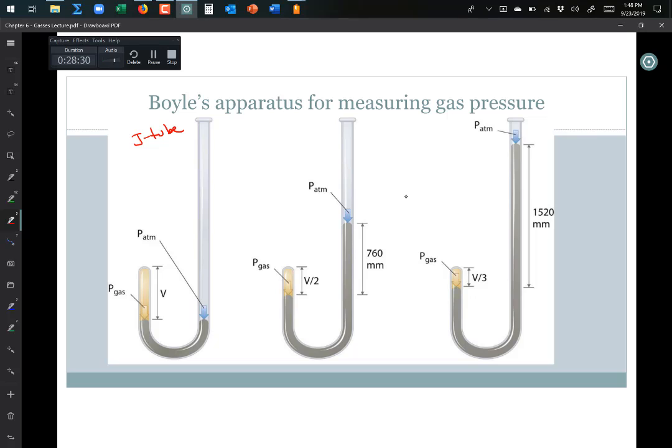And then what he did is he added mercury to the open end of the J-tube, making sure not to disturb the air that was at the other side. Now, what happened to the volume of the gas? It got smaller, right? Now, if we assume that this is one atmosphere, because it's atmospheric pressure, and that you've got 760 millimeters up here, and now it's two atmospheres, how is that in relationship to the volume? It's half, right? And if you have two times 760, that's two atmospheres of pressure in addition to the one atmosphere. That's three atmospheres of pressure. The volume was cut to a third, right?